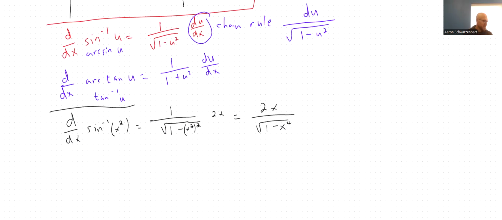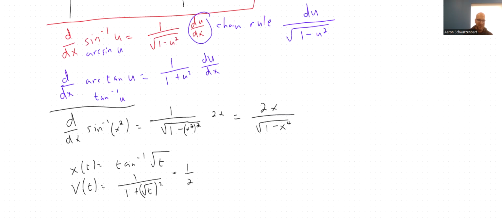I can look at it this way. A particle moves, at time t equals 0, and this is the next problem, giving me x of t equals inverse tangent of the square root of t. It asks me to find the velocity at t equals 16. First thing I need to do is find v of t. I'm going to use that inverse tangent formula.